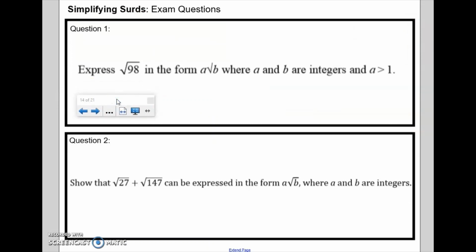Okay, a couple of exam questions here. If you would like to pause the video and have a go at each exam question.